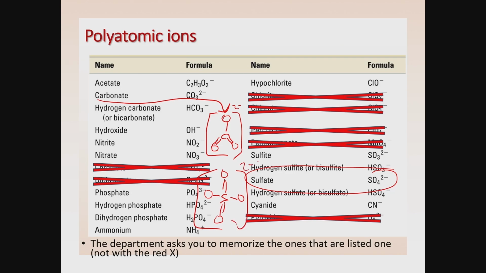And there's one more thing I need to point out. Some tables will have acetate with this formula here, which is C2H3O2 with a single minus charge. But another way you might see it is CH3CO2 minus. So if you happen to see it like that, that is also an acetate ion. They're exactly the same thing. And if you look carefully, you see that both formulas have 2 carbons, 3 hydrogens, 2 oxygens, and a negative charge. It's just that the organic chemists like to write it out like this oftentimes.